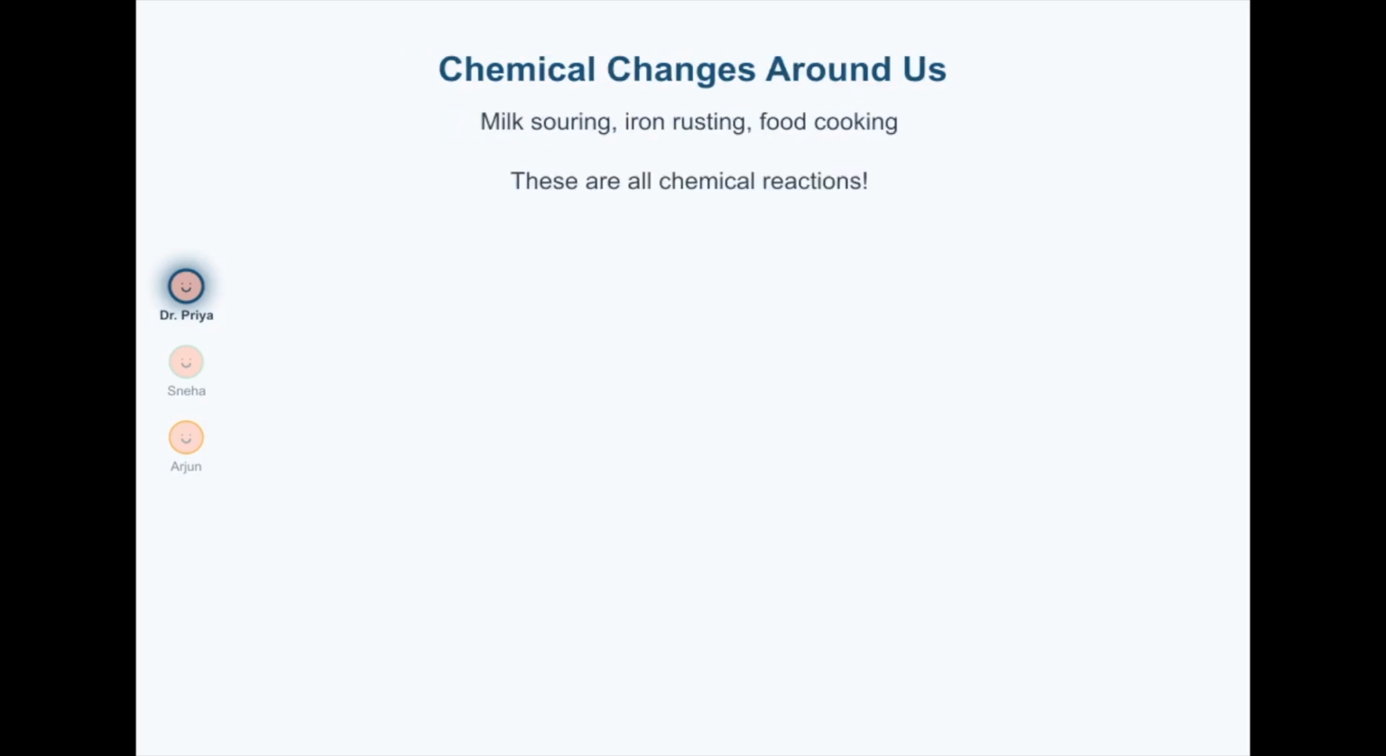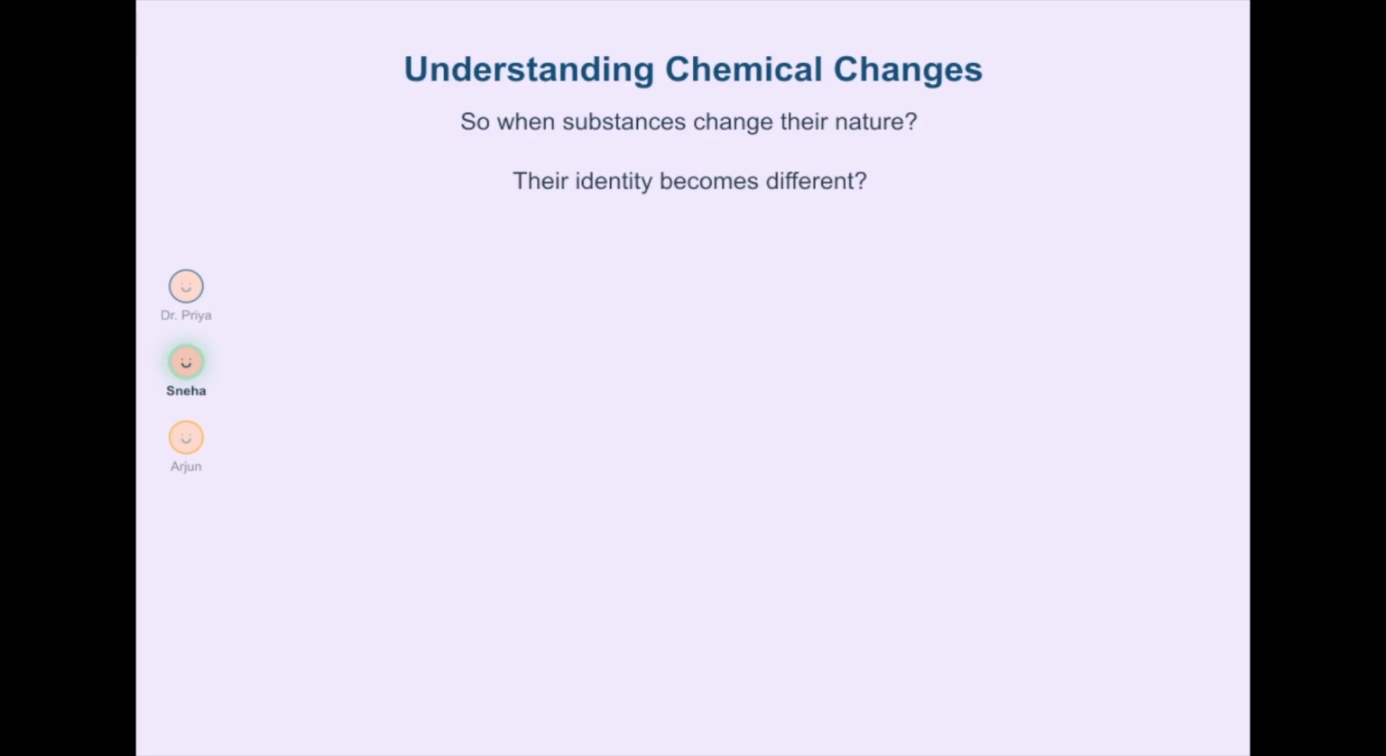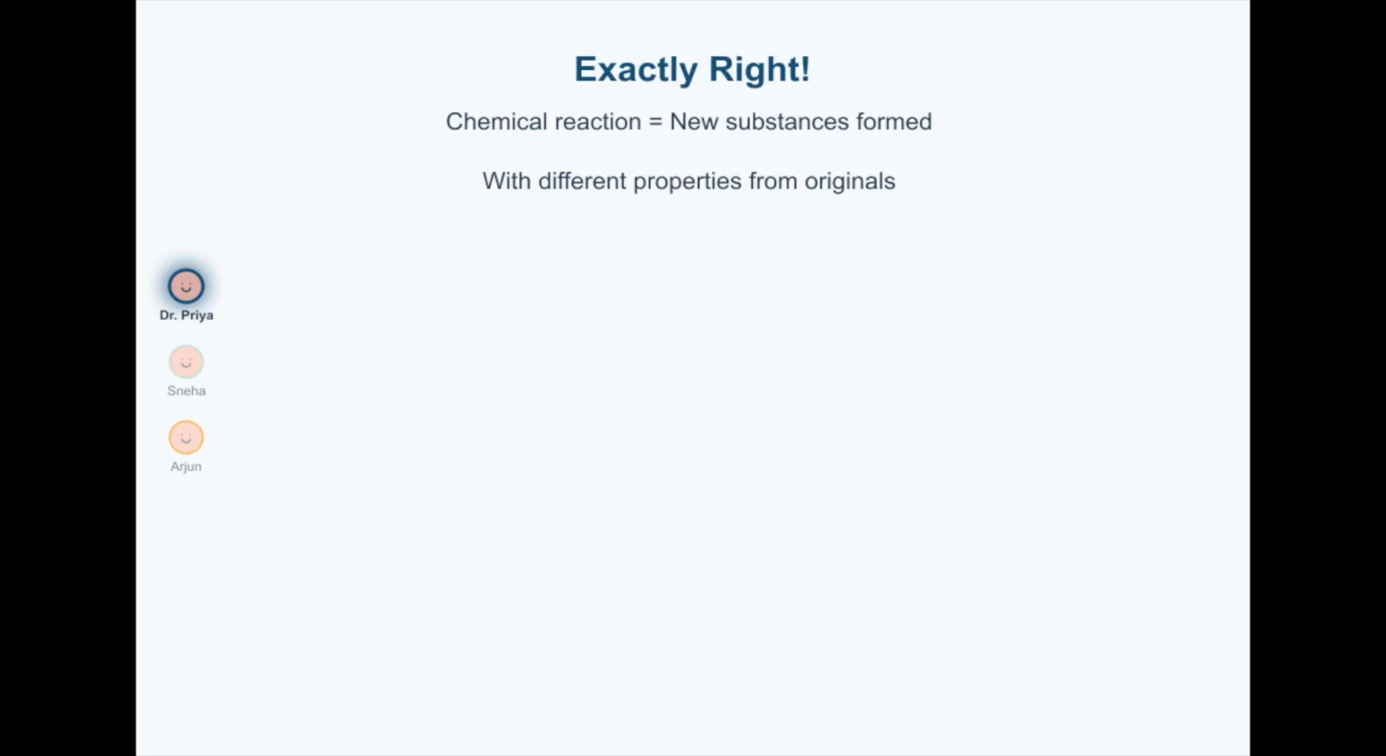Every day, we see chemical changes around us: milk souring in summer, iron rusting, grapes fermenting, food cooking, and even our breathing and digestion. Dr. Priya, so when the nature and identity of substances change, that means a chemical reaction happened. Exactly, Sneha, when new substances with different properties are formed, we say a chemical reaction has taken place.